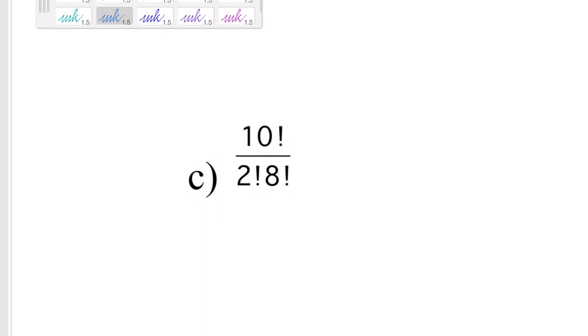Next bit, go ahead and do this out. It's going to give us 45. Again, make sure that you're putting these parentheses: do the 2 factorial times the 8 factorial, then do the 10 divided by all of that.